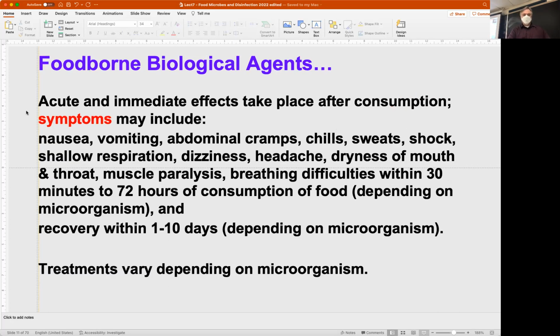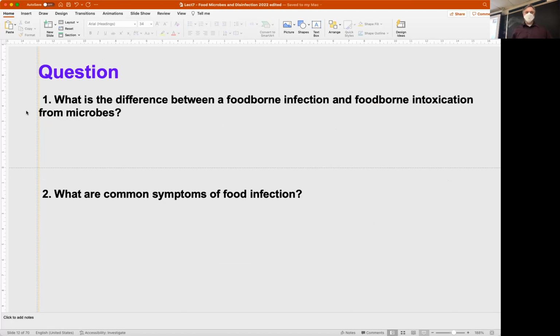I'm just going to skip ahead to the questions. There's foodborne infection and foodborne intoxication. Don, Lindsay, Amy, Case, I still haven't heard from you four. What is the difference between foodborne infection and foodborne intoxication? Give them a minute to type out something.